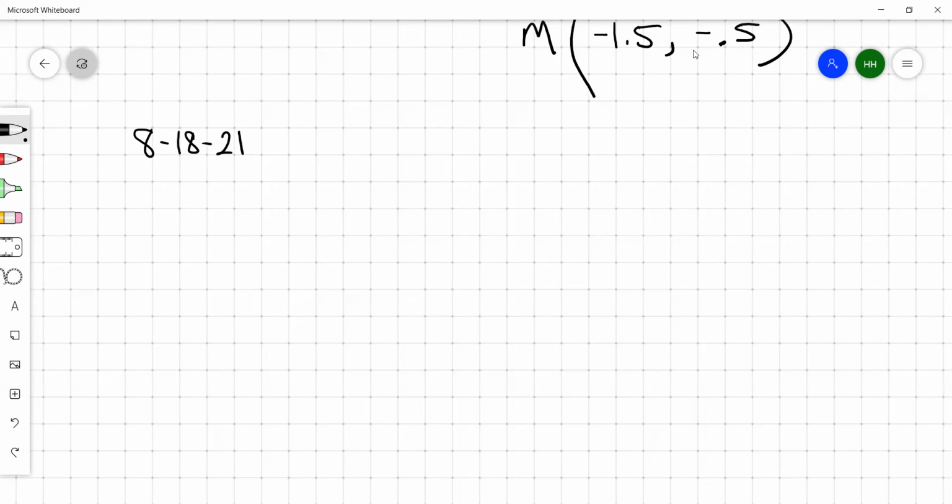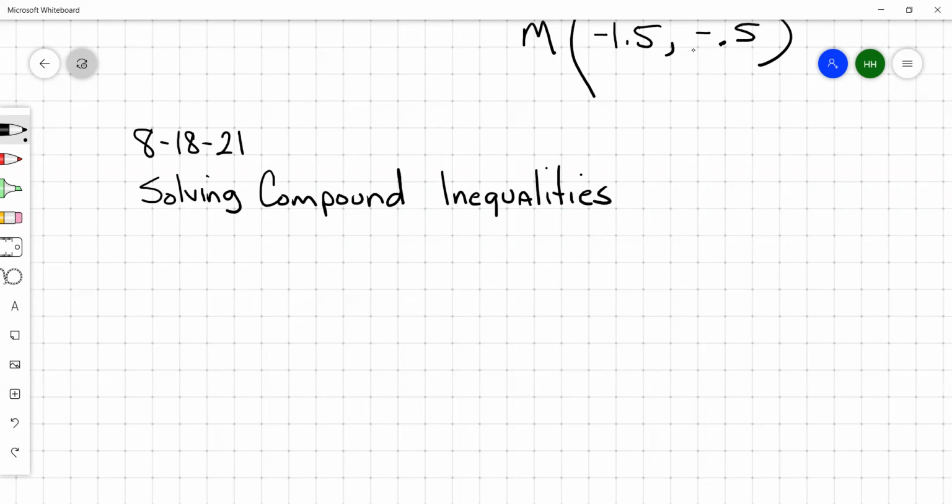And we're going to be solving compound inequalities today. All right, solving compound inequalities. And we just need to touch on something from last week before we get to these compound inequalities. And that is this: no solutions or all real numbers is a solution.